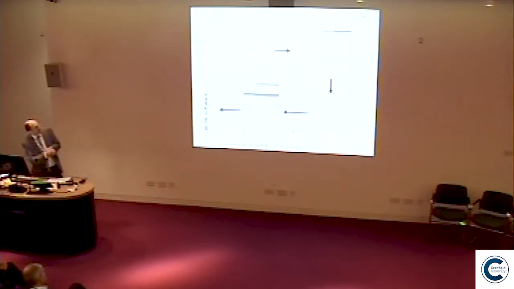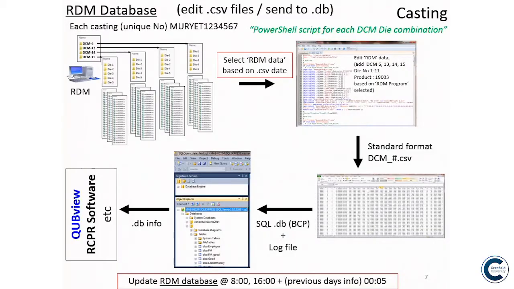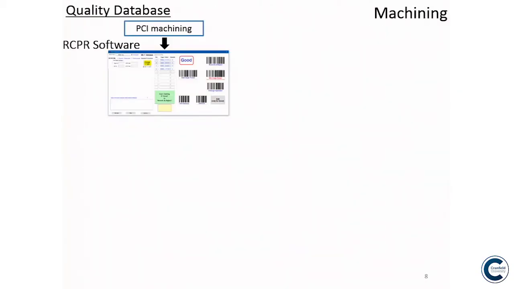So this little script runs 3 times a day. There's no need for it to run quicker because it takes about 12 hours from the part is cast until it gets to the machining line. So we don't need to update it every hour or every 20 minutes. That's just unnecessary.